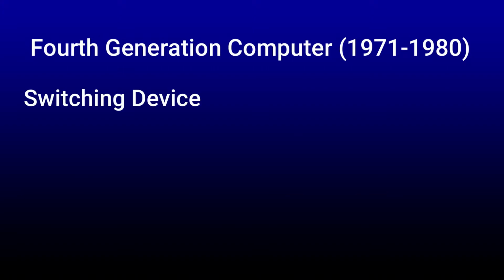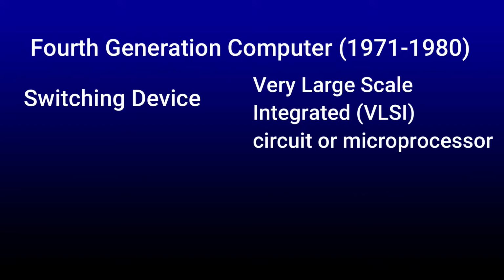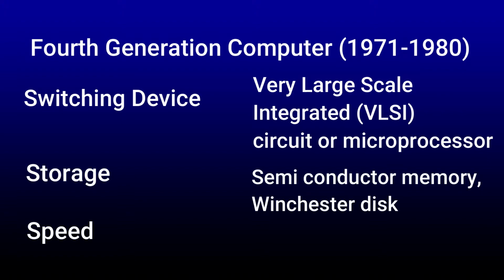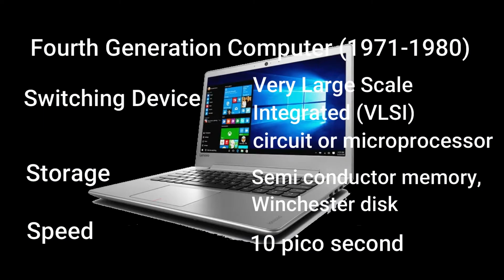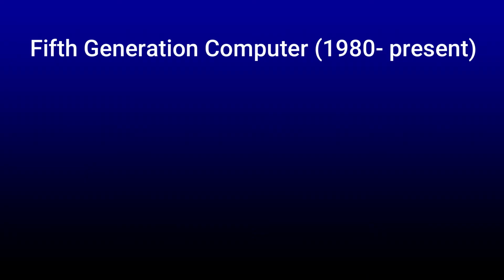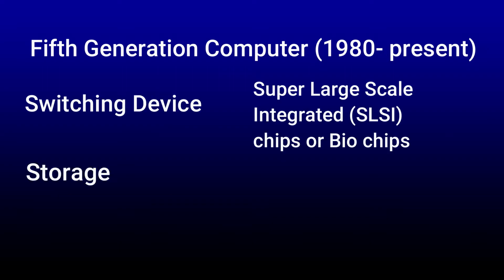The fourth generation computer uses very large scale integrated circuits. With the development of the fourth generation, computers have become much cheaper so that everyone can afford a computer. Last is the fifth generation computer that starts from 1980 to present. The fifth generation computer uses biochips.